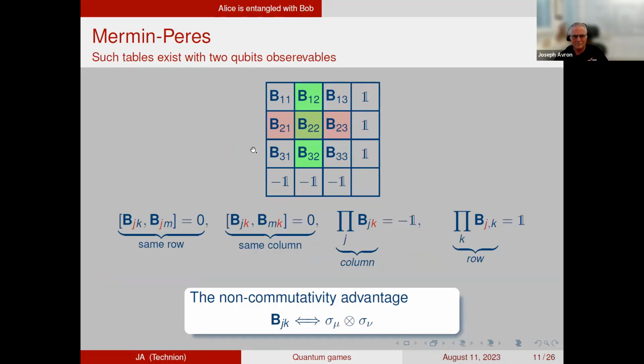Good. Such a table indeed exists, and it will exist where every one of these observables B is made of a product of 2 Pauli matrices. And I will build this. I'll be explicit in a minute.